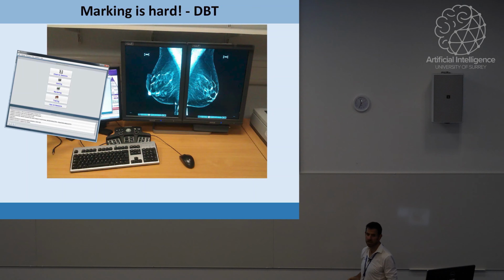And so this is how we've got all of our cases marked up. It's been quite a long process.